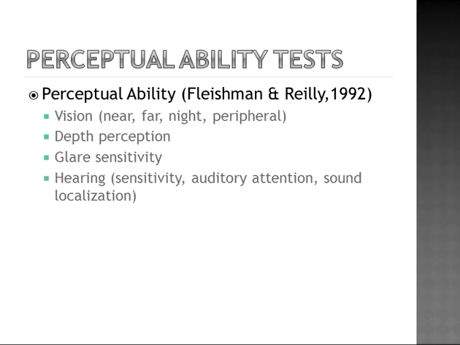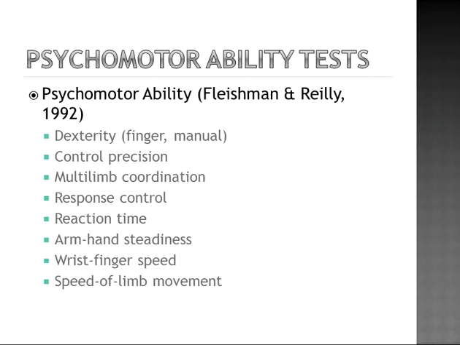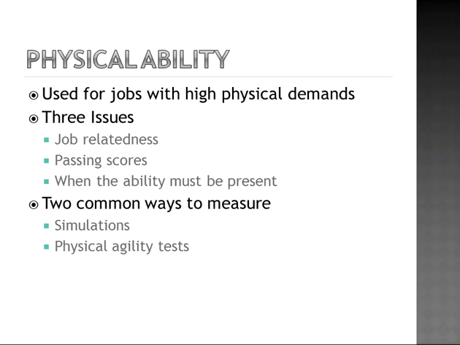We also have perceptual ability tests, looking at such things as vision, near, far, night, and peripheral vision, depth perception, glare sensitivity, and so on. Psychomotor ability tests like dexterity, control precision, multi-limb coordination, arm-hand steadiness, wrist-finger speed, speed of limb movement, and so on. And physical abilities, used for jobs with high physical demands.